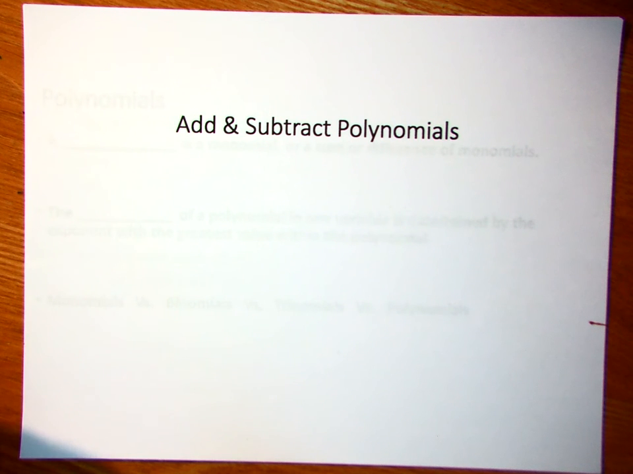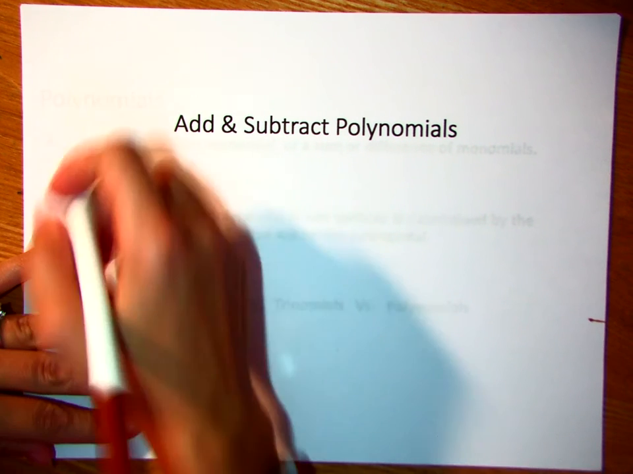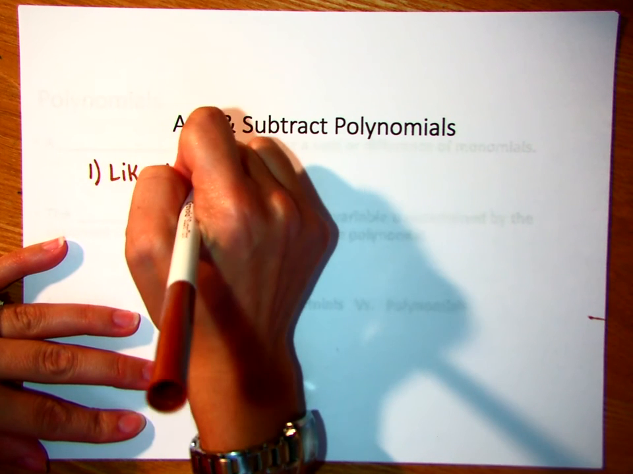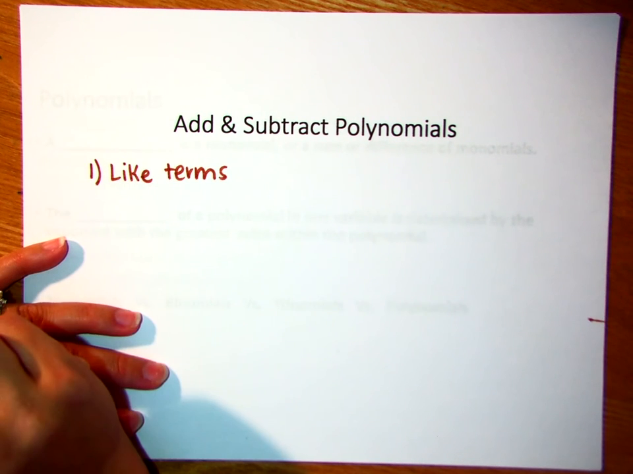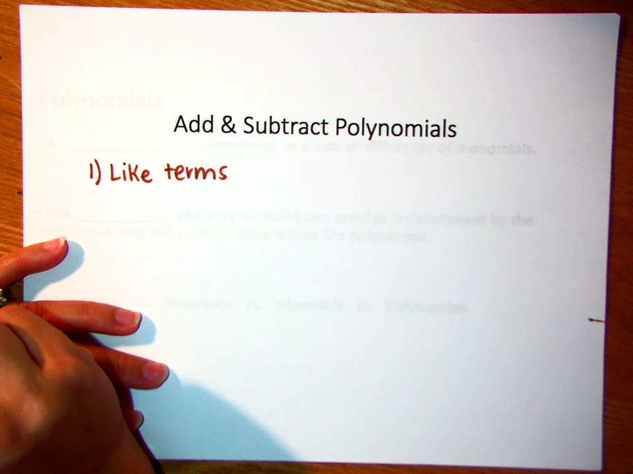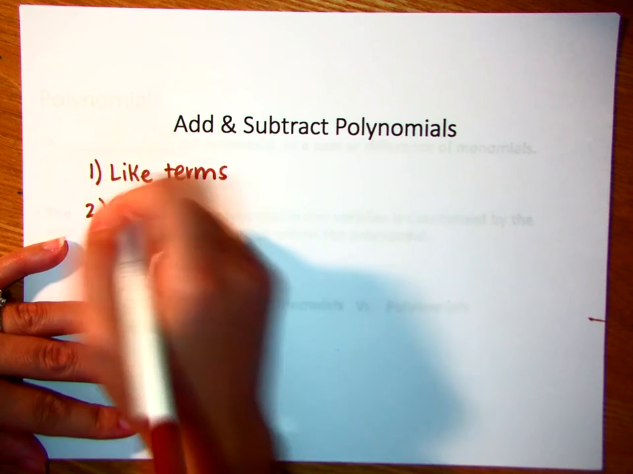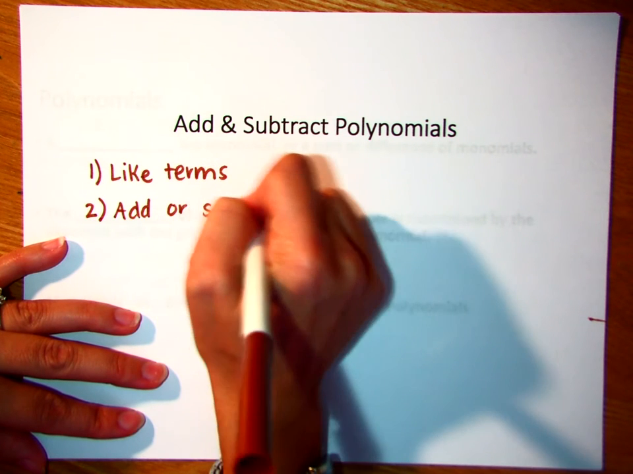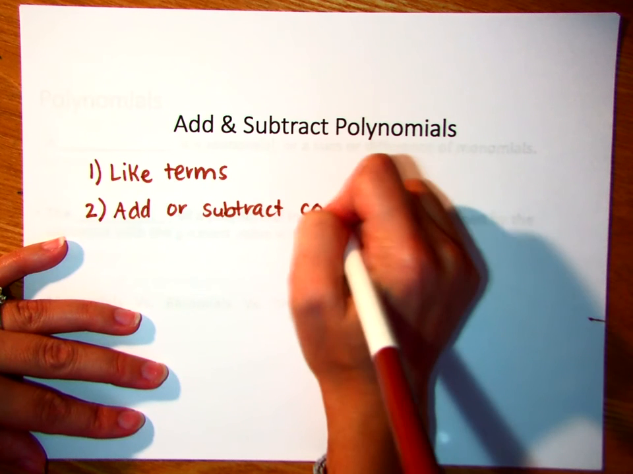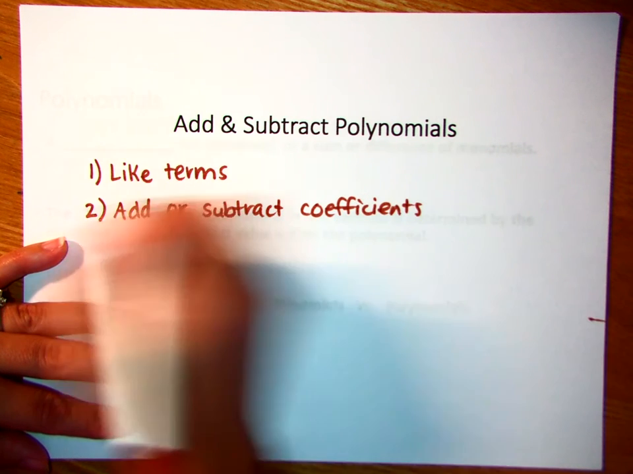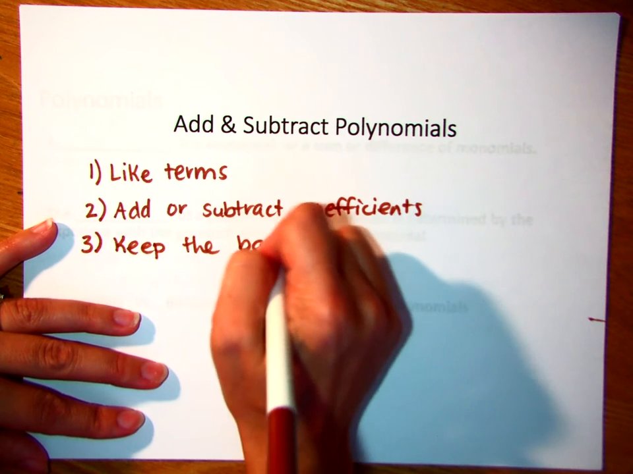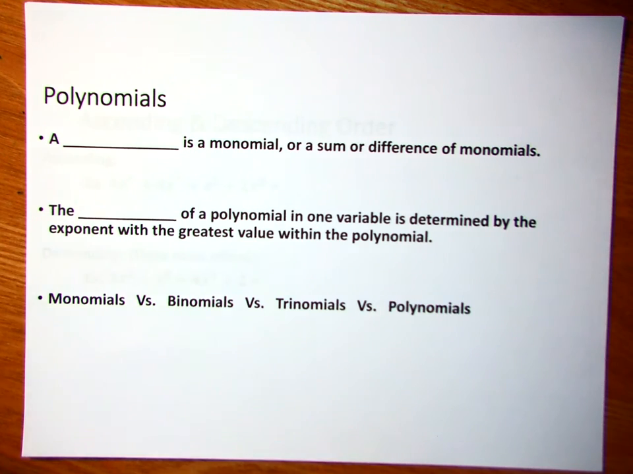This lesson is on adding and subtracting polynomials. When you're dealing with polynomials and you want to add or subtract them, essentially what you're going to look for first is what we call like terms. And that means the same base has the same exponent. And so what you would then do is add or subtract the coefficients. Those are the numbers in the front. And then you would keep the base, whatever that base unit's going to be.